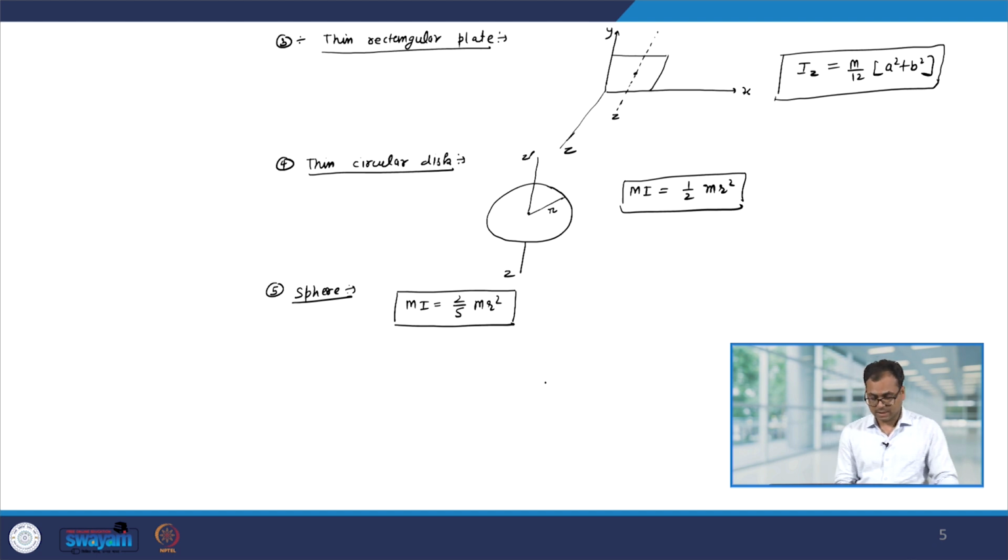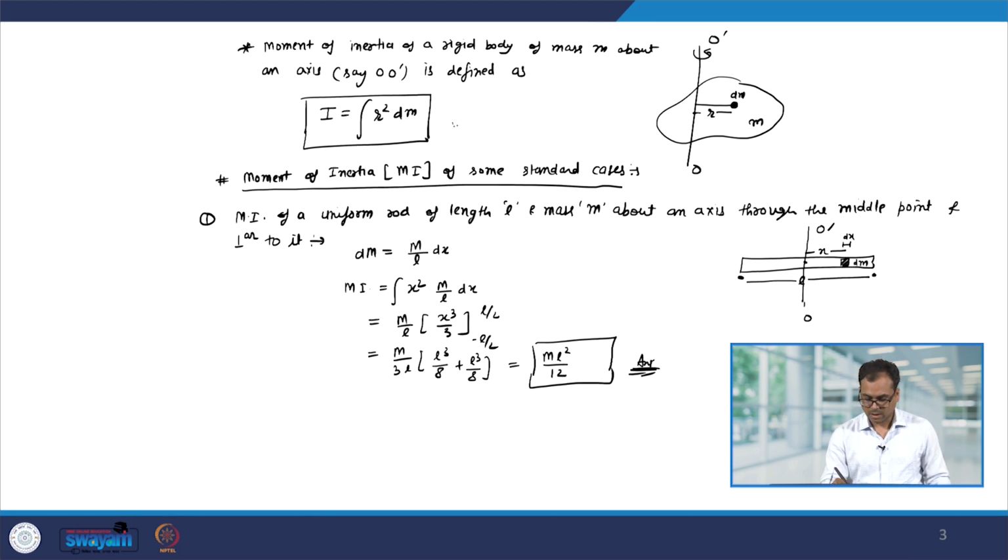For a spherical shell, the moment of inertia is 2 by 3 m r square. All of them you can calculate using this relation I equal to integral r square dm.